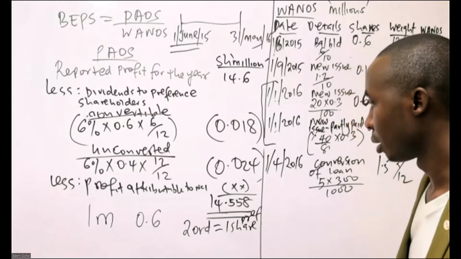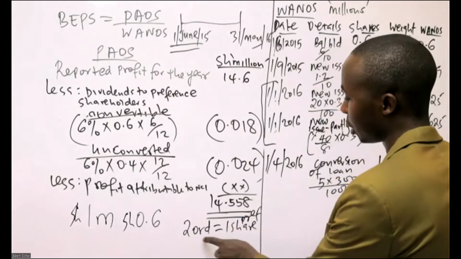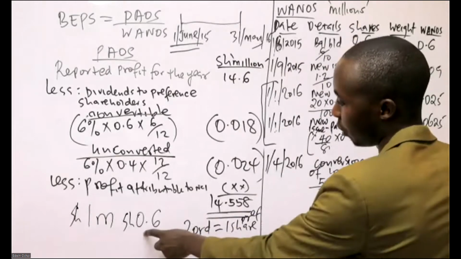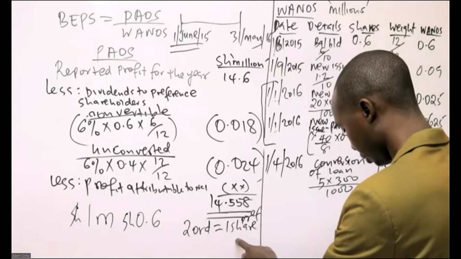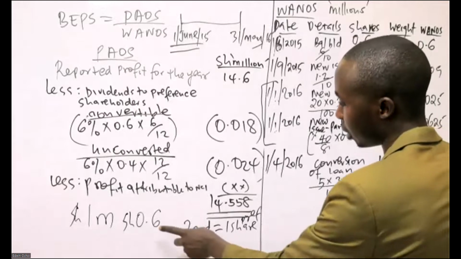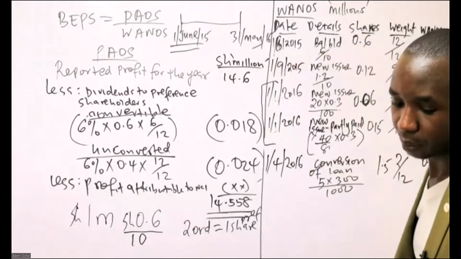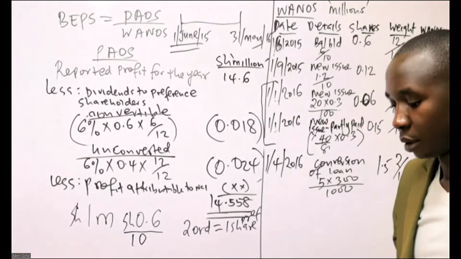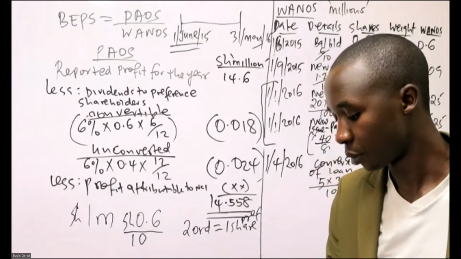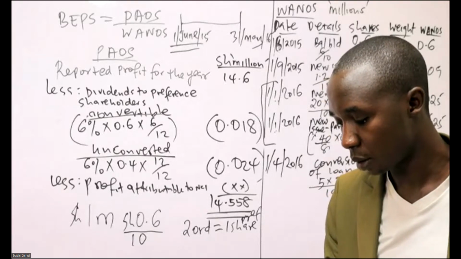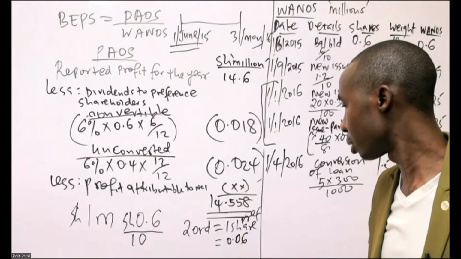That is preference. But remember, this is in shillings. So do I say 0.6 here? I have to reverse these two because this proportion is 2 ordinary for each preference share. So you say 0.6 divided by what? The 1 million convertible preference shares was at 10 each, so that it will be the same as the proportion. So 0.6 divided by 10, that is 0.06. What about that?